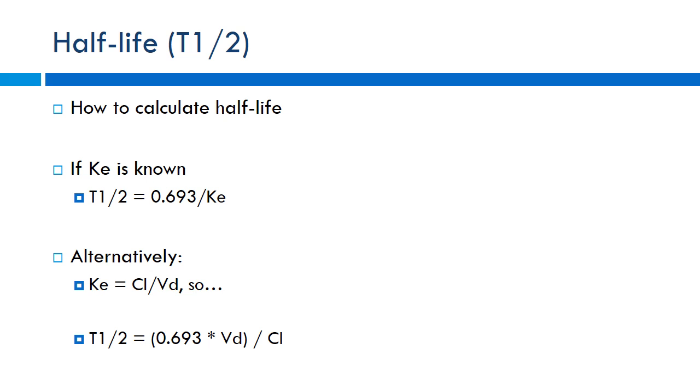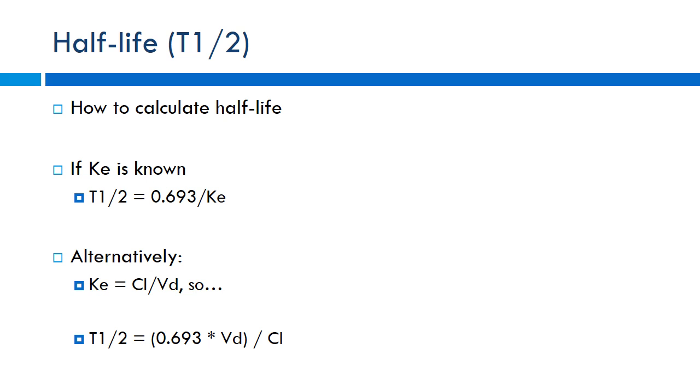So how can we calculate half-life? Essentially, if we know what the KE is, and we can determine that based off of drug levels and the times we drew those levels, the half-life is going to equal 0.693 over the elimination constant. You don't have to worry about where that number comes from, just know it's 0.693 over the KE. Alternatively, I can take the clearance and the volume of distribution and substitute those for KE. So my half-life is going to be equal to 0.693 times volume of distribution over clearance.